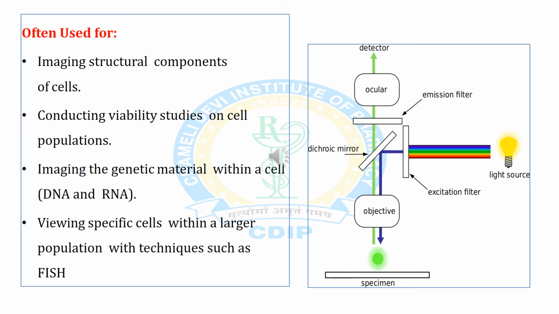It is basically used for imaging structural components of cells, conducting viability studies on cell populations, imaging genetic material within a cell like DNA and RNA, and viewing specific cells within a larger population with techniques such as FISH.